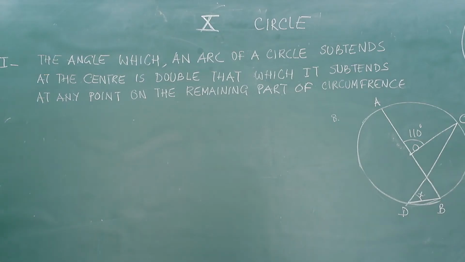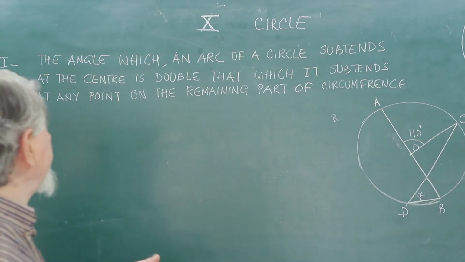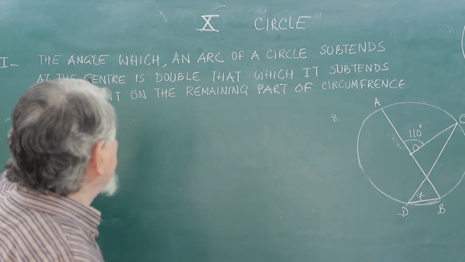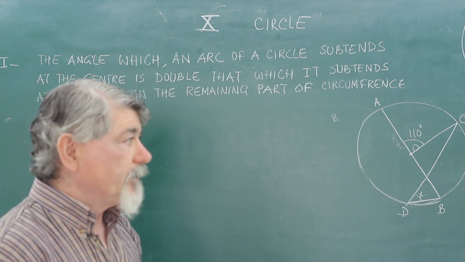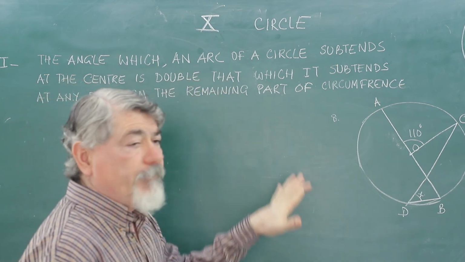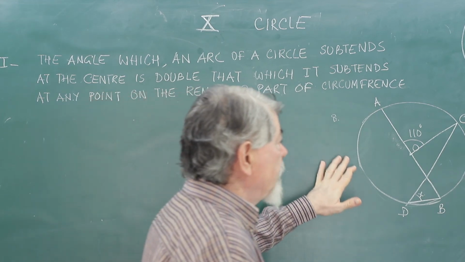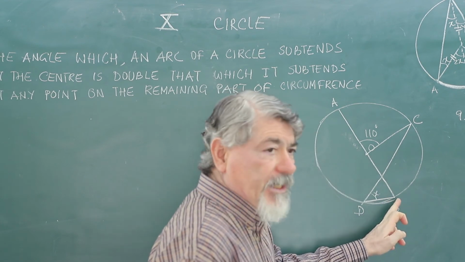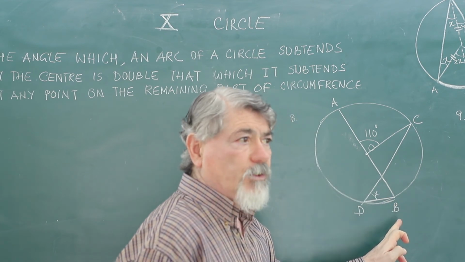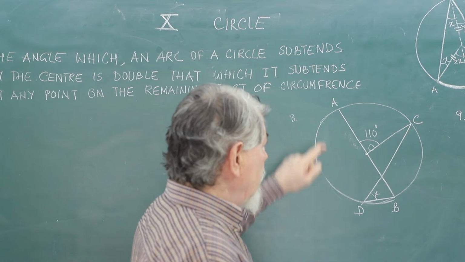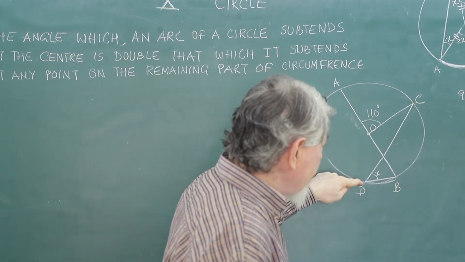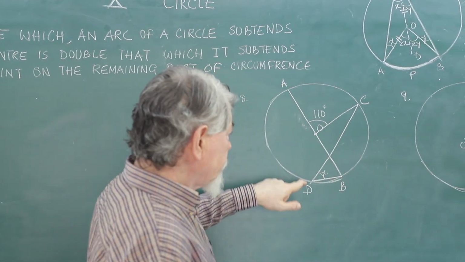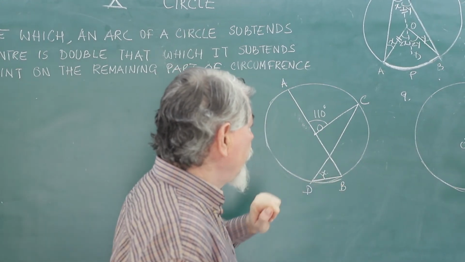The angle which an arc of a circle subtends at the center is double that which it subtends at any point on the remaining part of the circumference. Based on this theorem, we are doing problems. Now I am on problem number 8, in which it is given that AOB is diameter. Diameter is the biggest chord, a chord which passes through the center. CD is another line which is cutting this AB. And D is joined to point B.